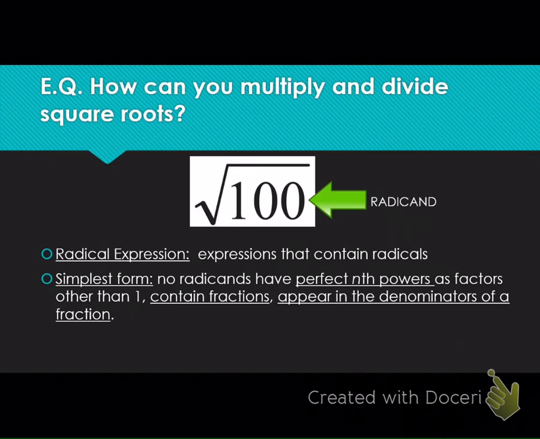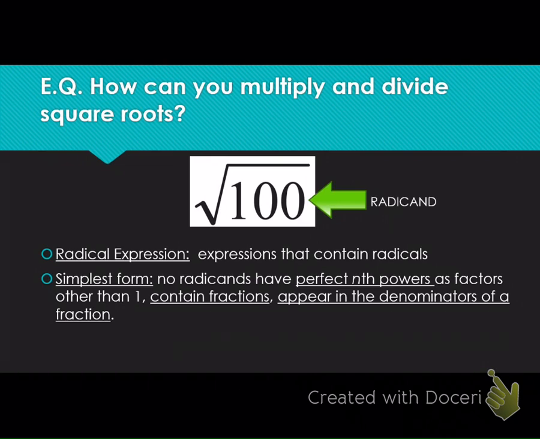Now, how do we tell if our radical is in simplest form? Because we're going to be asked over and over again today to simplify the expression. So how do we know if our problem is in its simplest form? Well, first of all, no radicand will have a perfect nth power. So basically, nothing under the radical will be a perfect square or a perfect cube. It will be simplified as much as it can be simplified.